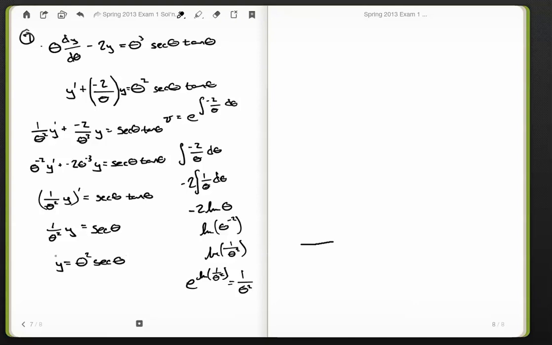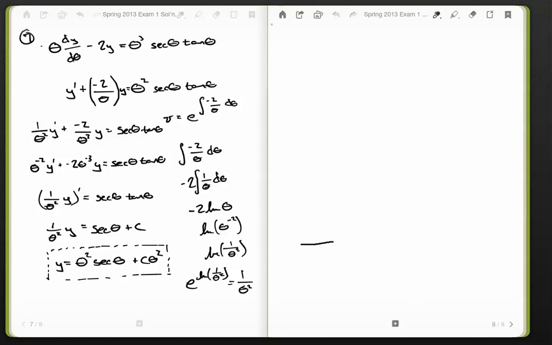Oh, and then I forgot, plus c, right? And then when I multiply through this, it's plus c theta squared. And I put a dotted box around this because this is the hard part. But I'm not quite done yet. I have to apply the initial condition and figure out what c is.